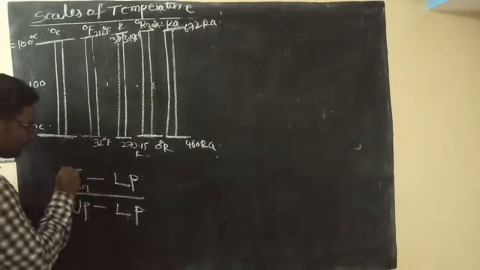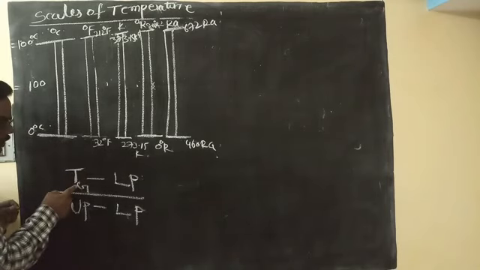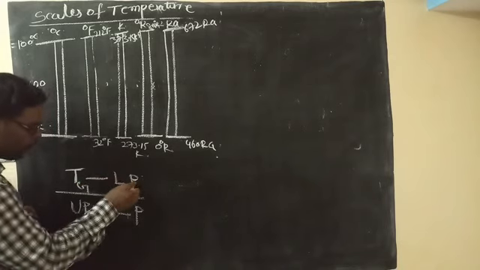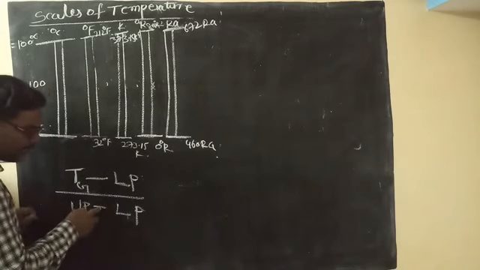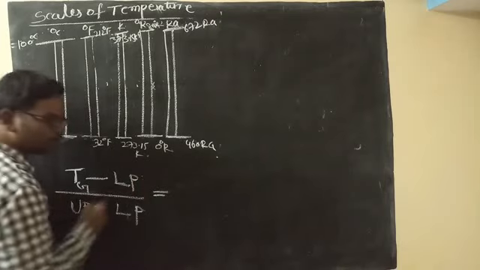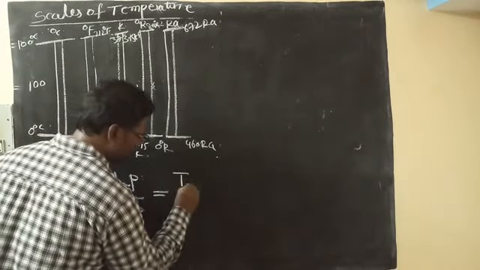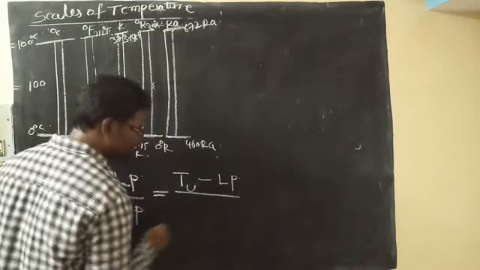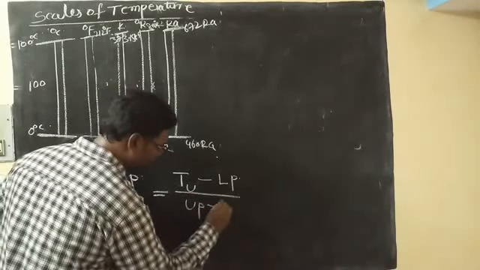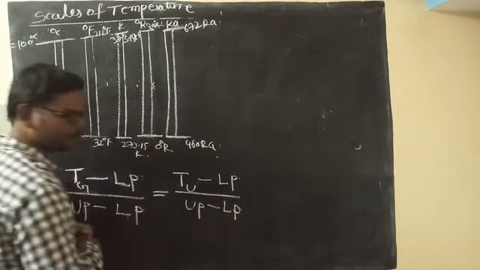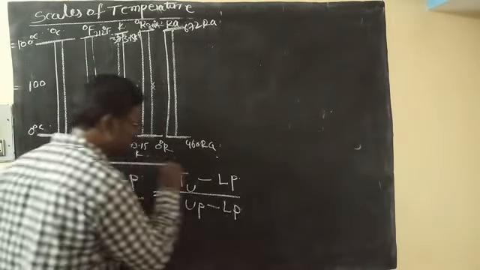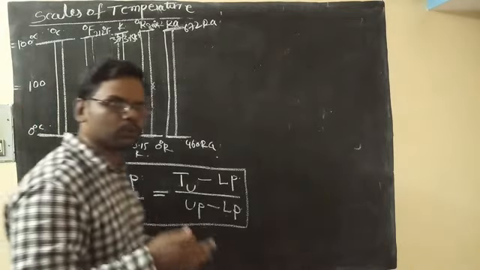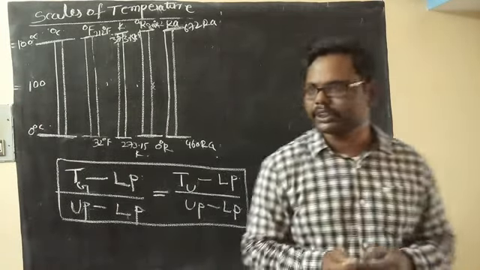So TZ means given temperature, right? Given temperature scale minus lower fixed point by upper fixed point minus lower fixed point is equal to temperature of the unknown scale minus lower fixed point by upper fixed point minus lower fixed point. By using this generalized form, we are able to convert any type of scale to other scales, isn't it?